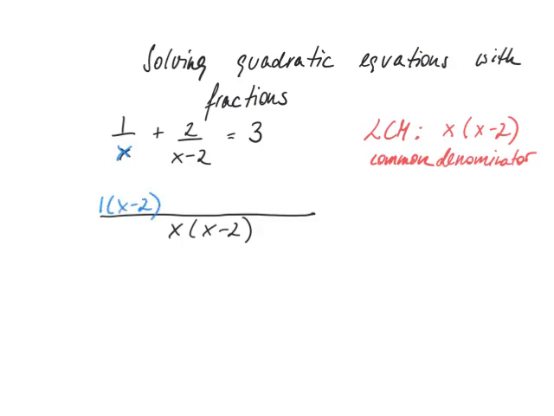For the 2 over x minus 2, I have the x minus 2, but I'm missing the x. So I add the x to the top. And for the 3, I'm missing everything. I have nothing there, neither the x nor the x minus 2. So I'm adding both to the top.